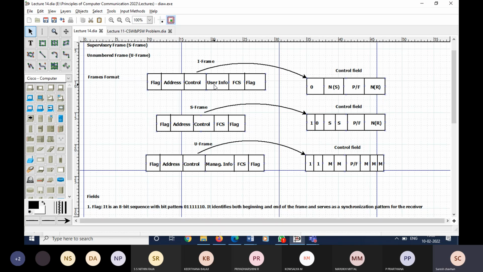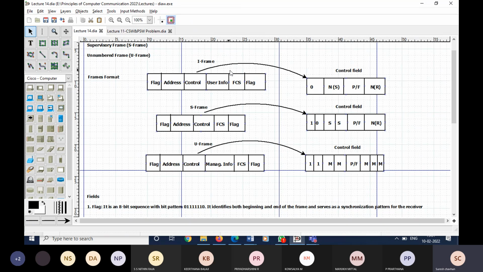Then the next one: in the I frame there is one extra field that we call the user information, and this user information will not be there in the other two frames, that is the S frame and the U frame. The I frame is sent only by the sender, because it will have the user information, the actual data which the sender wants to send to the receiver.